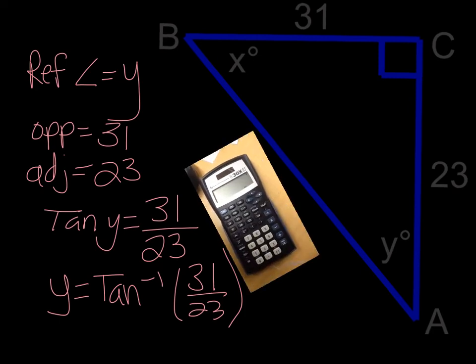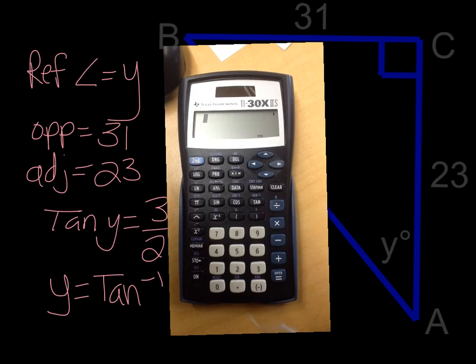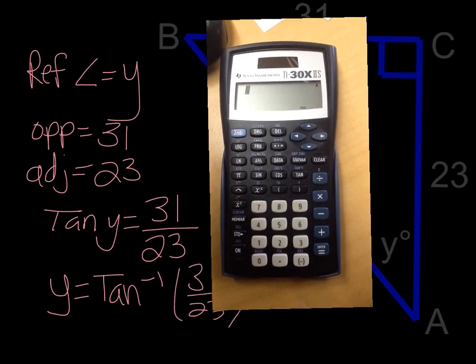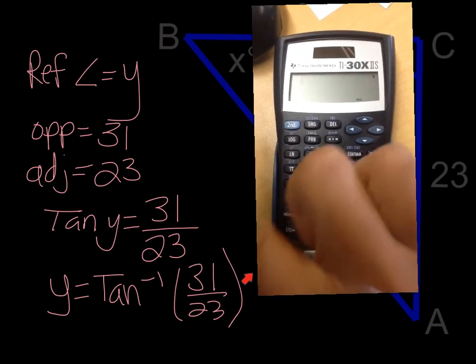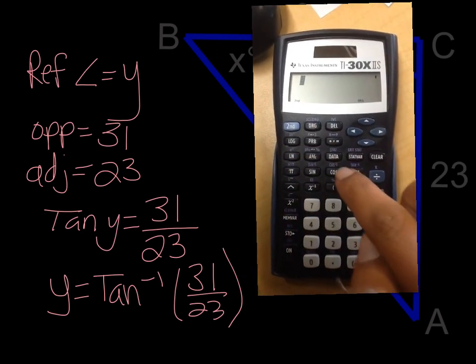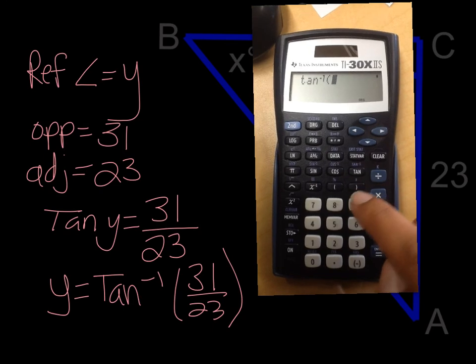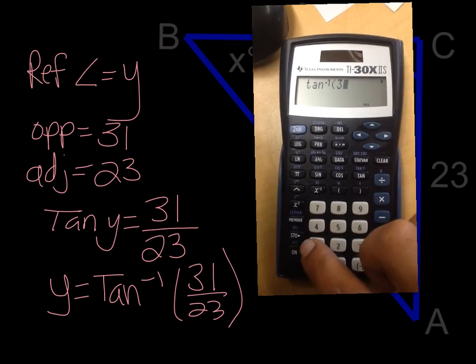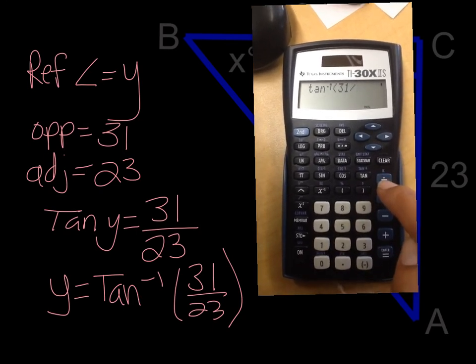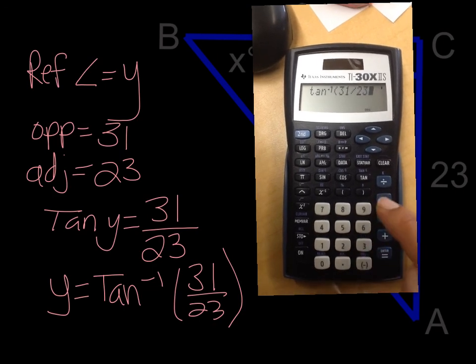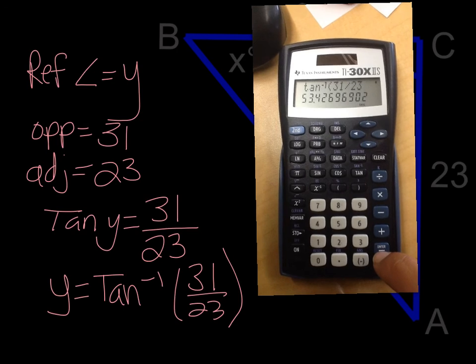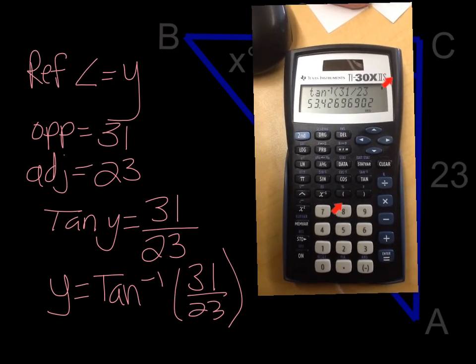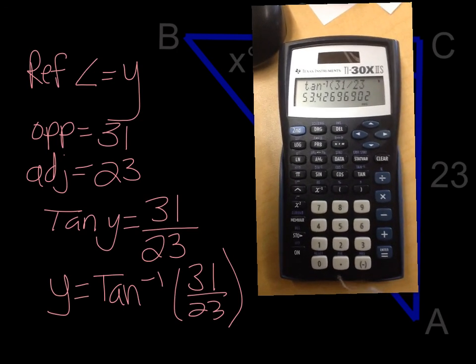For this example, we are finding angle y. So we had angle y equals the inverse of tangent of 31 divided by 23. Once again, we're going to type second tangent for the inverse. And we have 31 divided by 23, which equals 50.42. We'll round that to 50.4 degrees.